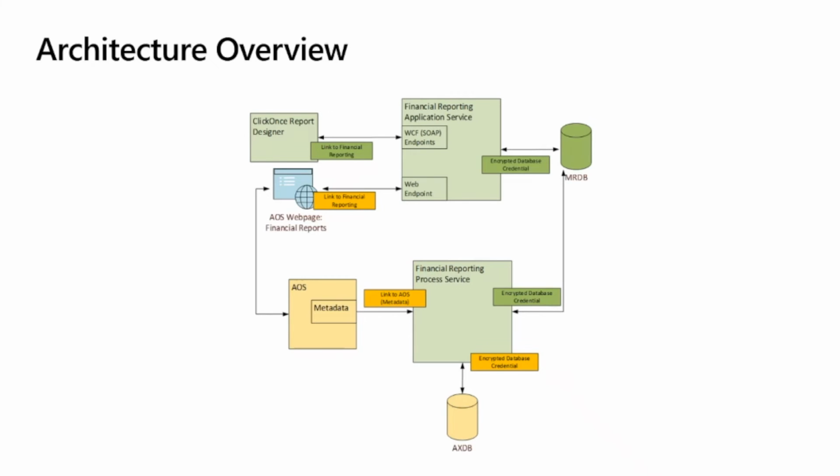The application service is interactive and it responds when you're making requests from either the Click Once report designer or when you're interacting with the financial reports on the web pages. This service stores and retrieves data from the financial reporting database for your use. The other service on the lower right is the process service. It's not interactive and it acts sort of like a batch. It processes the jobs for report generation or for the data integration. It brings metadata from the AOS and financial data from the operational database into the Data Mart for use in financial reporting. So on to a little bit of detail about the Data Mart itself. Next slide.